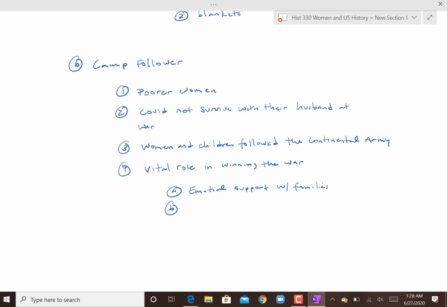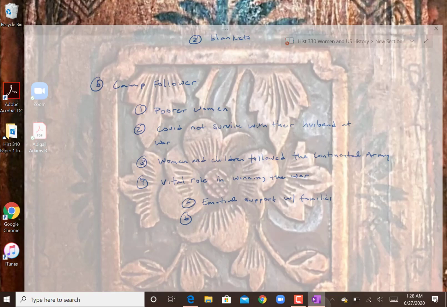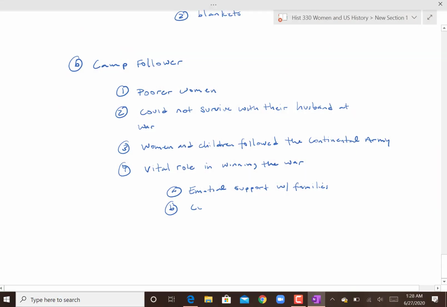Really kept people in the military itself. The camp, let's get back on that. The camp followers cooked and provided food for all of the men. So even if there were men that didn't have wives and or children that were camp followers, the camp follower women, they cooked for the army.